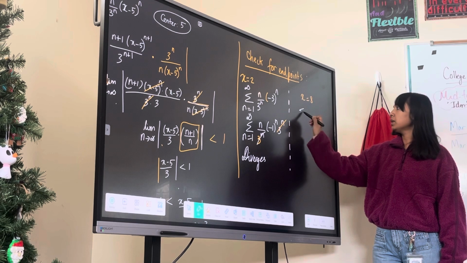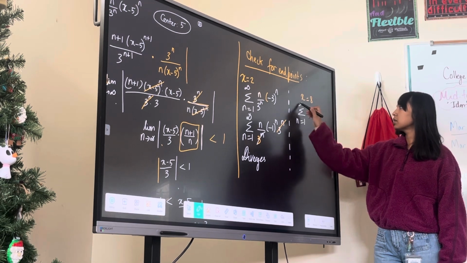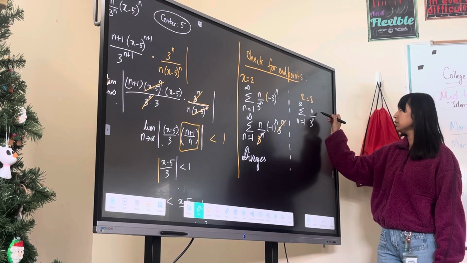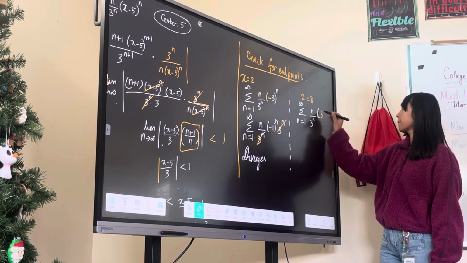So now you plug in the 8 in place of x. And what do we have? 3n.